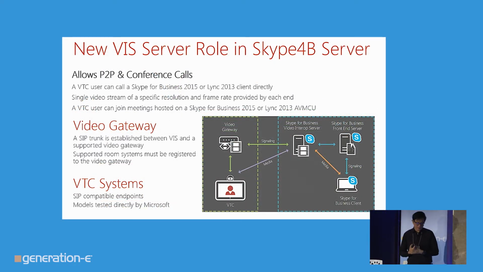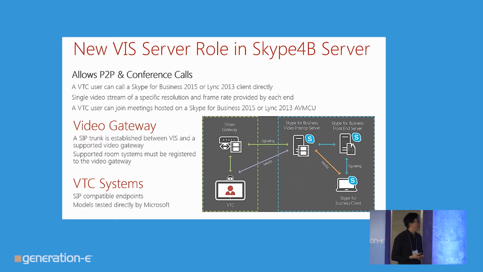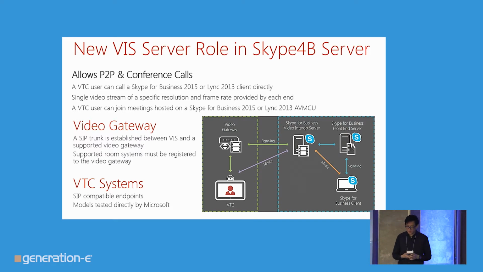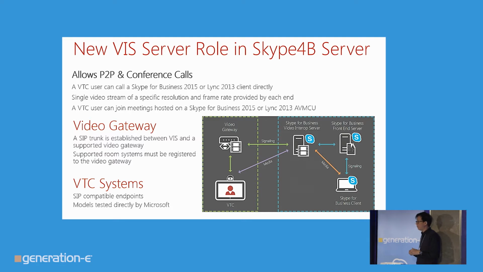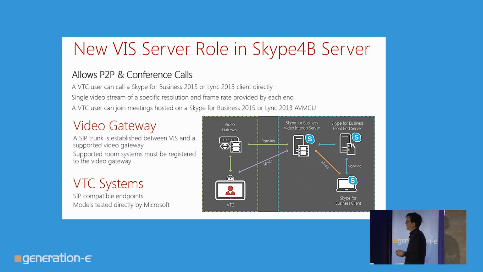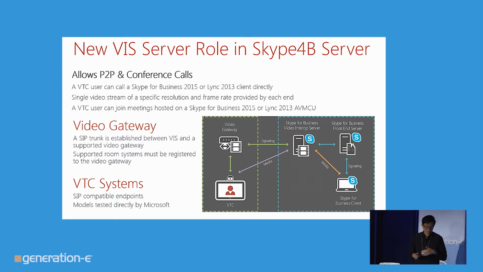I've got seven minutes, so I've got to move on to the last bit, which is essentially the VIS server role in Skype for Business Server. This is the Video Interop Server, and it's a new role that has been introduced into Skype for Business Server 2015. What it does is allow both peer-to-peer and conference calls with legacy VTC users, right?